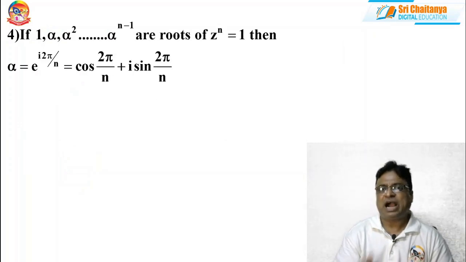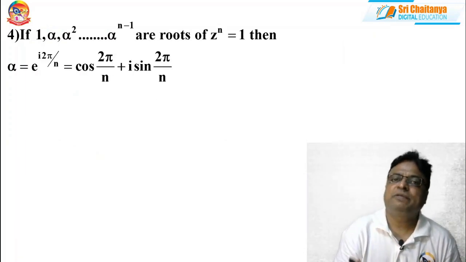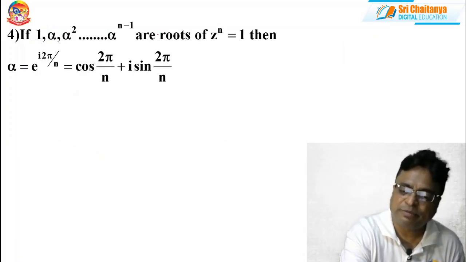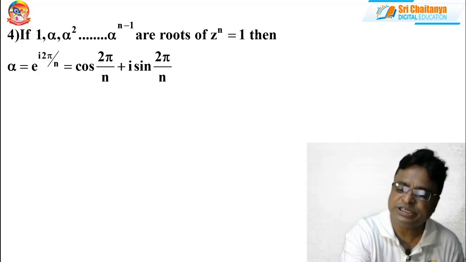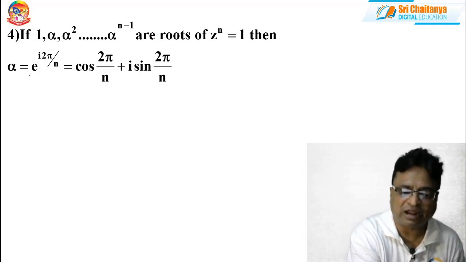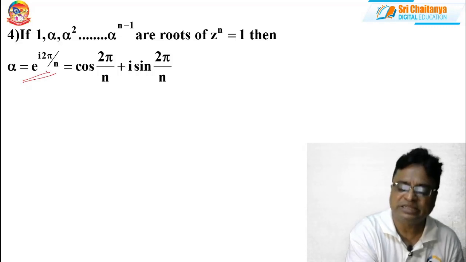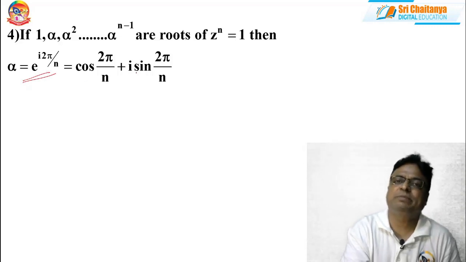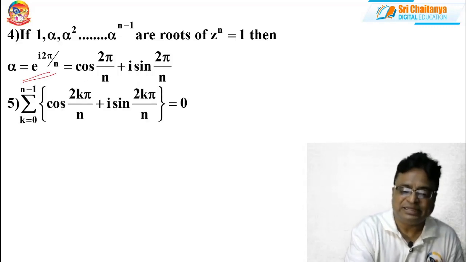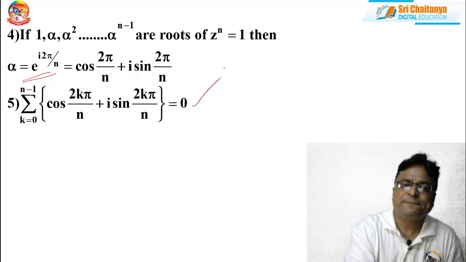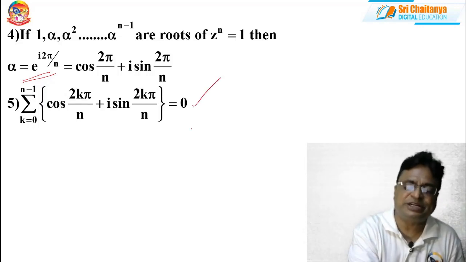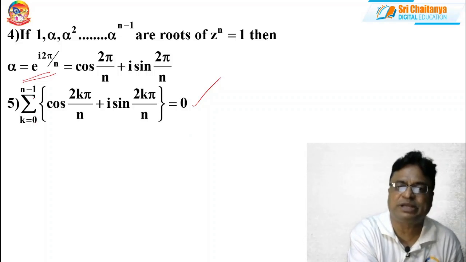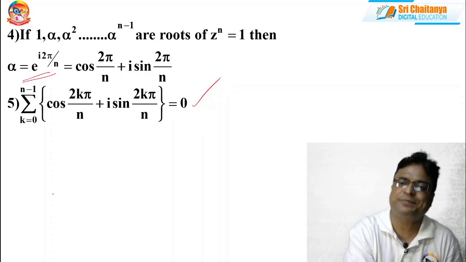Okay, my friends? And moreover, 1, alpha, alpha square, up to alpha power n minus 1 are the roots of z power n equal to 1, where alpha is what? e power i 2 pi by n. That is nothing but cos 2 pi by n plus i sin 2 pi by n. Then this is a very, very important property. The sum of the roots, I can also write that as sigma k equal to 0 to n minus 1, that is equal to 0.